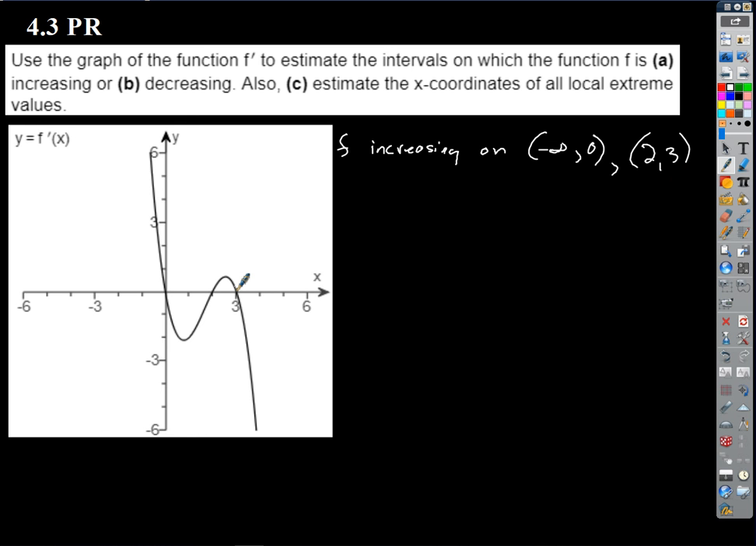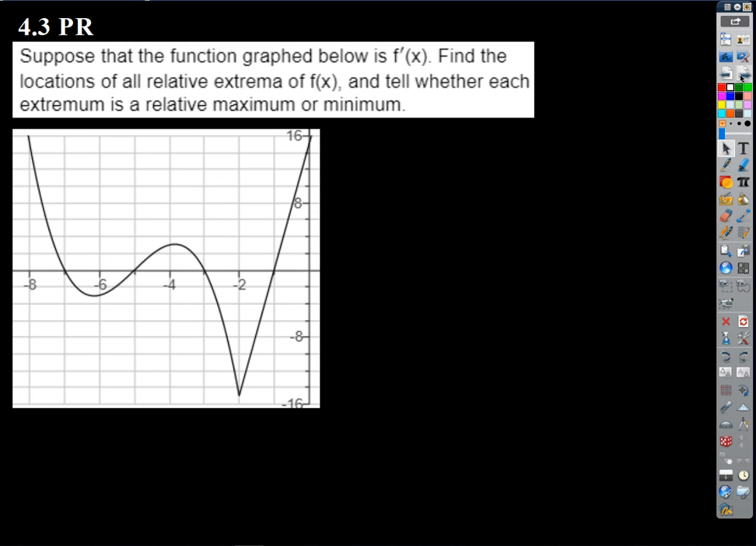That's simple. Where the derivative is negative, the function's decreasing, right? So it's going to be decreasing on what? 0 to 2 or 3 to infinity, right? Okay. How about this one here? Find the locations of all relative extrema of f of x. Tell whether each one is a relative max or a relative min.